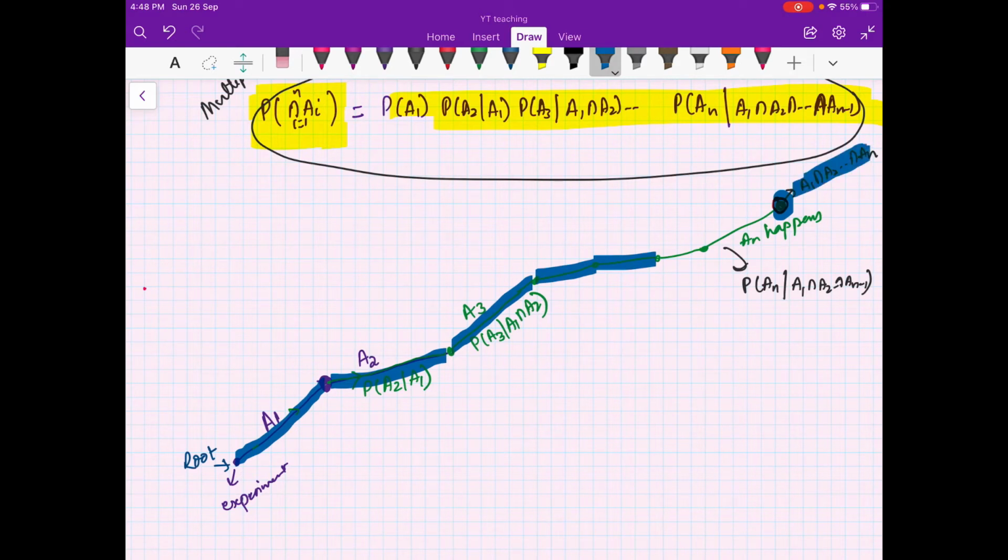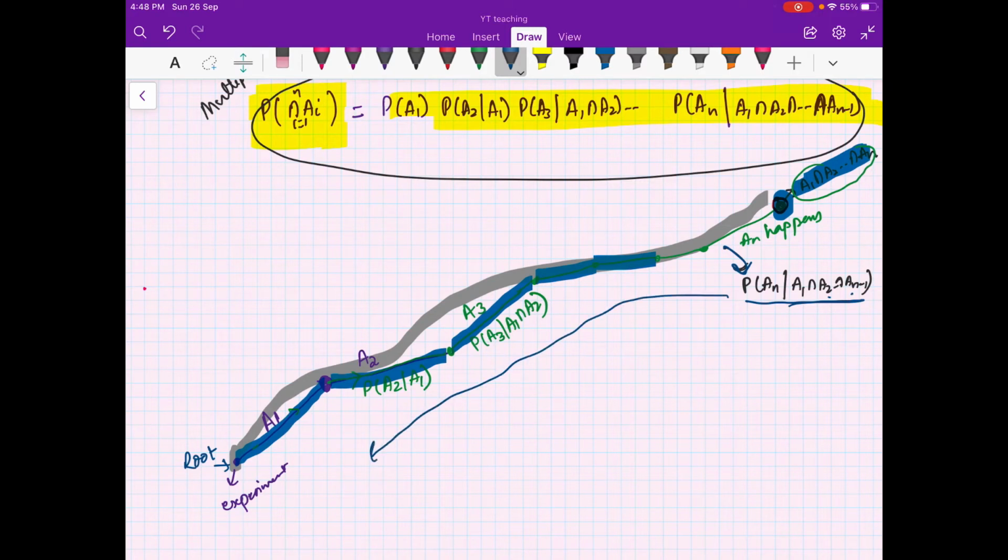So if we go by the last video, if we want to compute the probability of any node, then we have to trace back the whole path till the root. Okay, so we go like this and we multiply these probabilities. Here is the probability of AN given A1, A2 up to AN minus 1, and so on. You keep on multiplying. So what will you get?